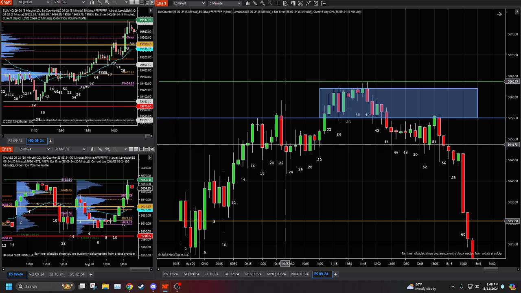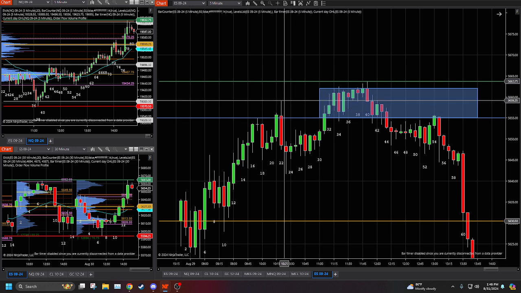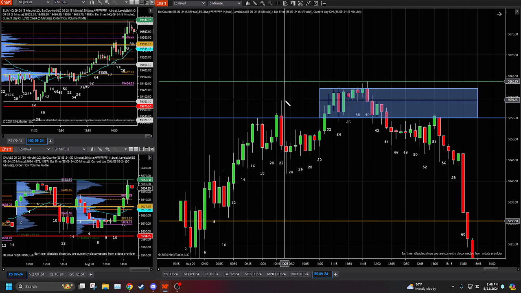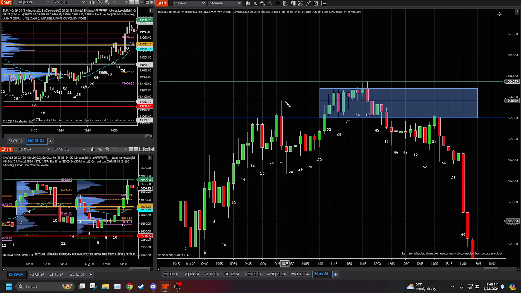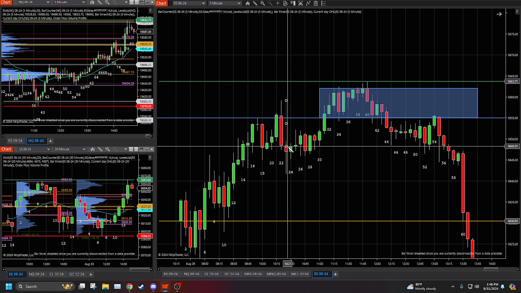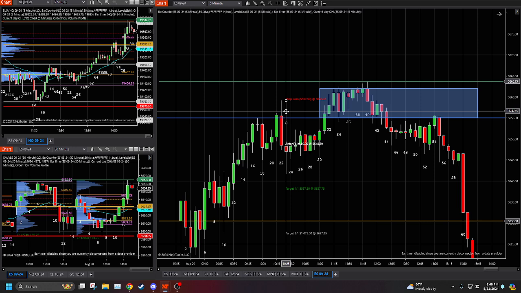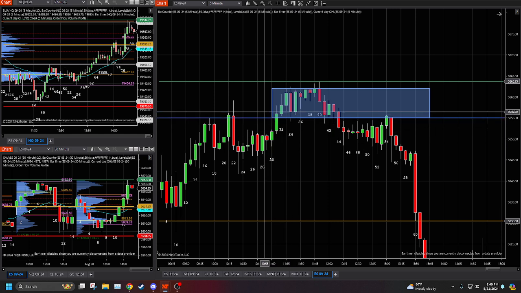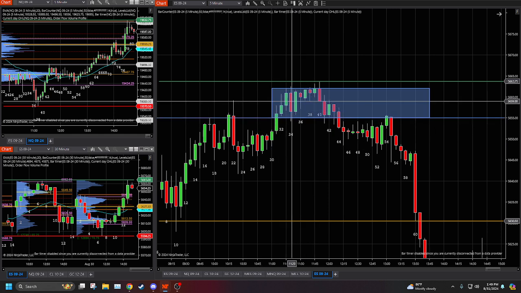I did sell this here, and as you can see, it didn't get very far before we retested and stopped me out. I sold the close of this bar because, I'm not going to lie, I did get a little bit of FOMO here. I sold the close of this bar, and I was hoping to get back down to the range lows. It didn't work.